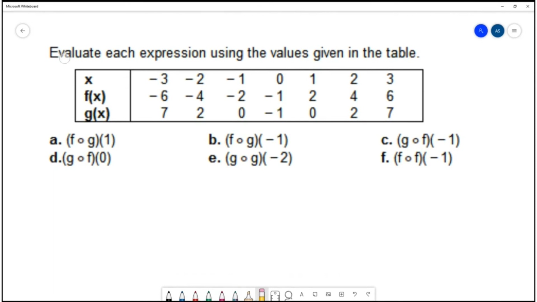In this example, we want to evaluate each expression using the values given in the table. So let's examine the table first. We're given x and a list of x values. We're given f of x. Remember, f of x is the same thing as y, so we're given a bunch of y values. And we're given g of x, and g of x is the same thing as y, so we're given another set of y values. So one set of y values for f, a different set of y values for g.